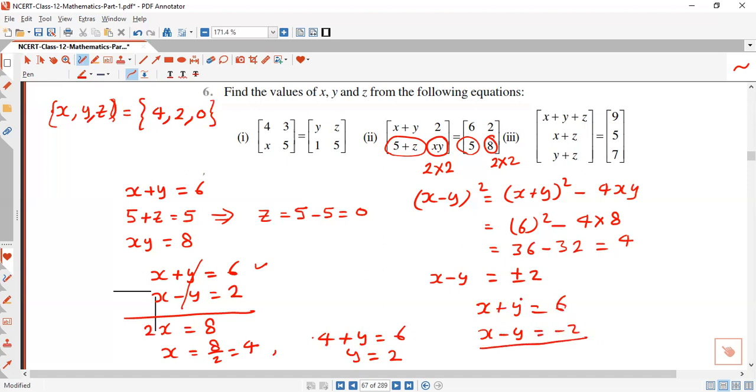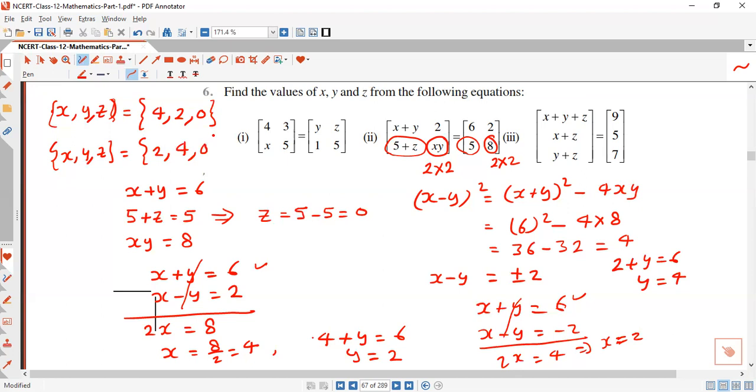In this case, again cancel out, 2x comes out 4, so x will come out 2. If x is 2, then put the value in the first equation. You see, 2 plus y equals 6, so y will come out 4. So another set of answers x, y, z will be: x is 2, y is 4, and z is 0. So this is the answer of this question.